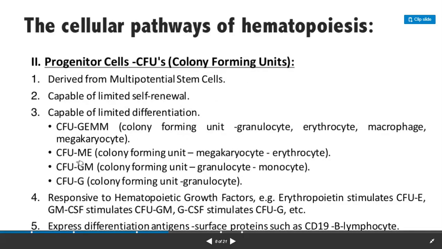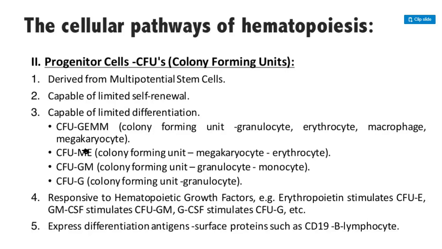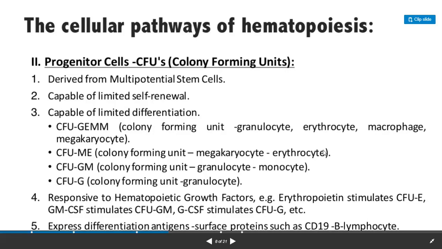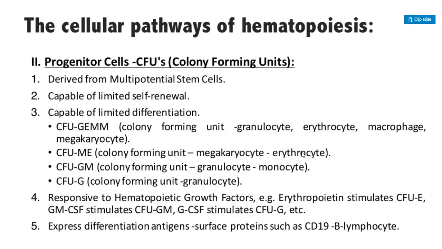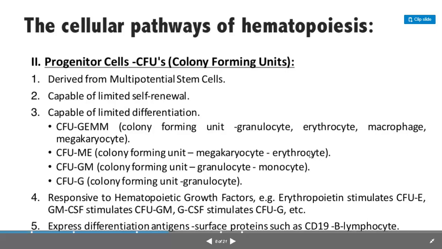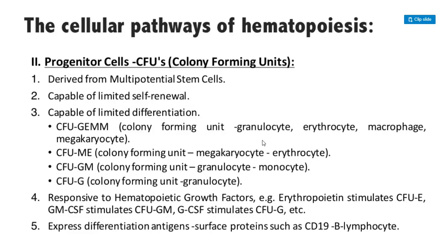When this colony forming unit, megakaryocyte, erythrocyte, differentiates, it will not give rise to erythrocytes directly. It will first give rise to erythroblasts, and the erythroblasts will then divide again to give rise to erythrocytes. The same thing happens with megakaryoblasts. If it's a lymphocyte, for example, you have a lymphoblast before you get a lymphocyte. So that is what we call the precursor cells.